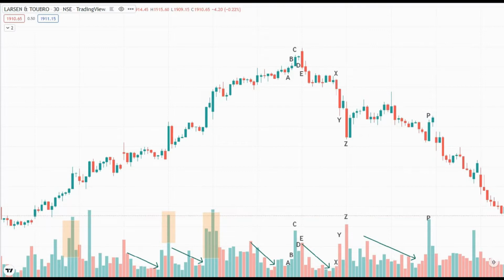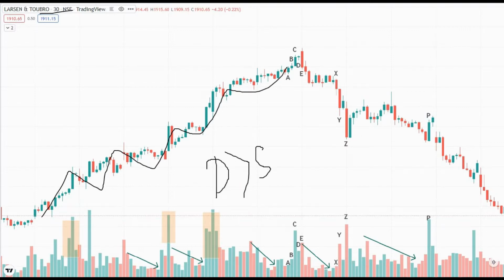So here this is a chart of LNT in 30 minutes time frame. As you can see, LNT is in a very strong uptrend. This is indicating that demand is very strong compared to the supply side. That's why prices are going up aggressively towards the upside.